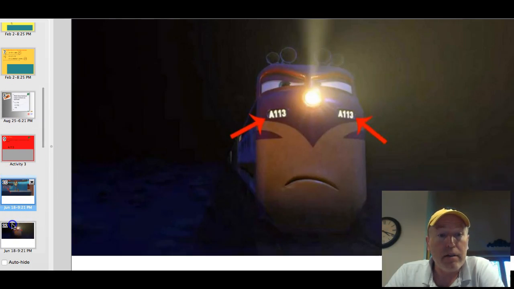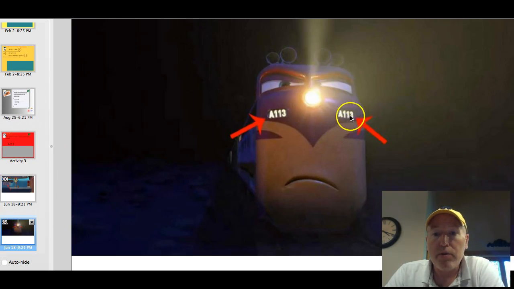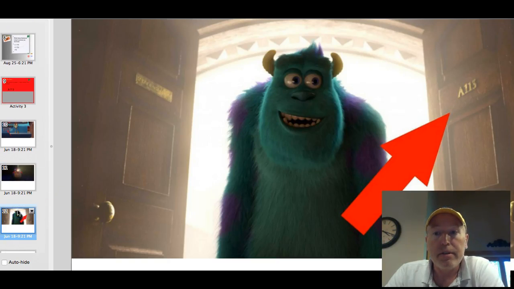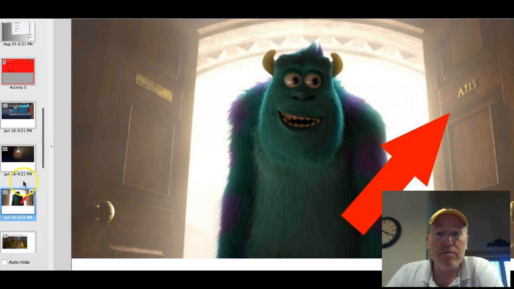What else have we got? I'm not sure what movie this is. I'm sure you know it, but there it is on the front of this train. I think this is Monsters University or Monsters Inc. Which one is Sully in? Monsters. I got the official ruling from Tara. It's Monsters University.